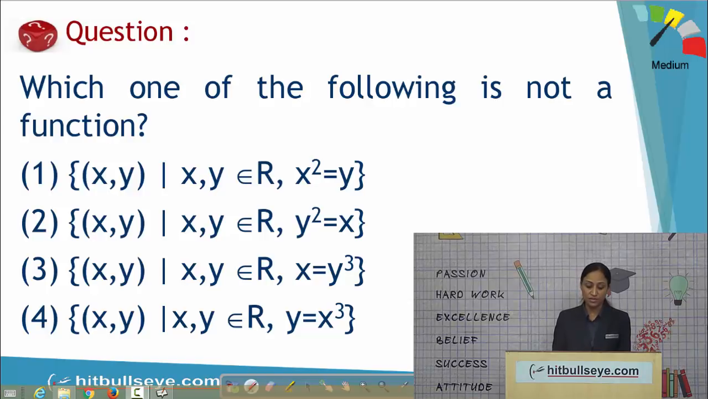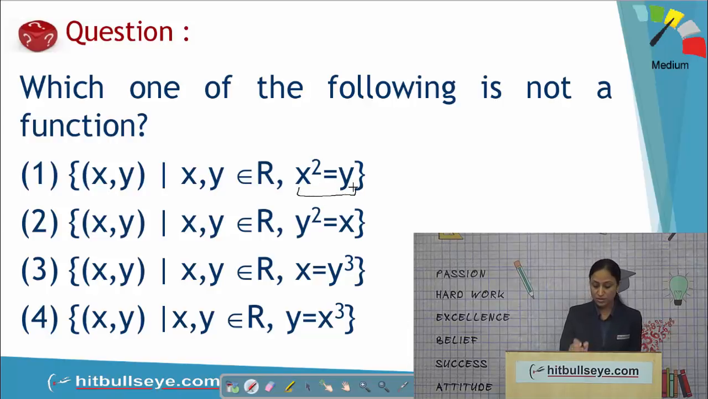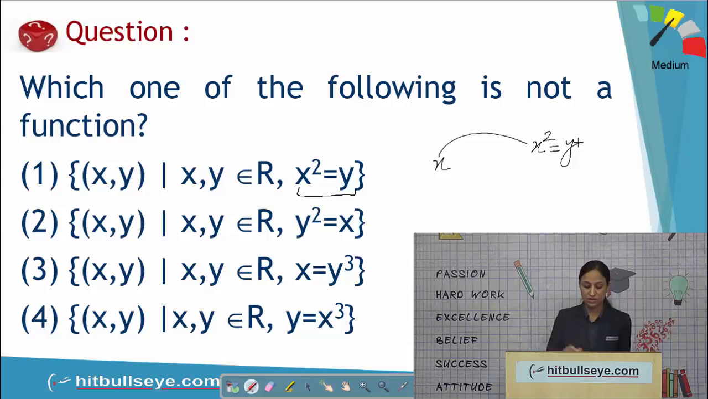So we have to identify which option is violating this rule. Now coming to the first option, x square is equal to y. Now we know that for every real number there is one and only one square, right? So for every x I will have one and only one x square, which will be the image of this x. So this will certainly make a function.